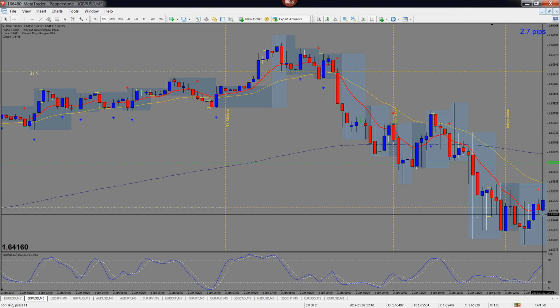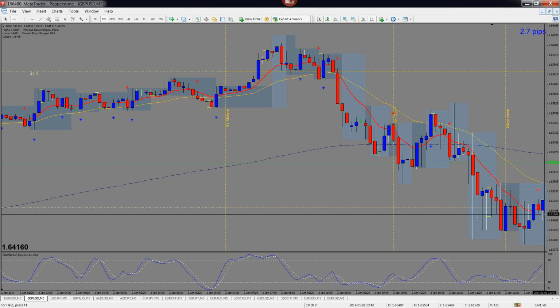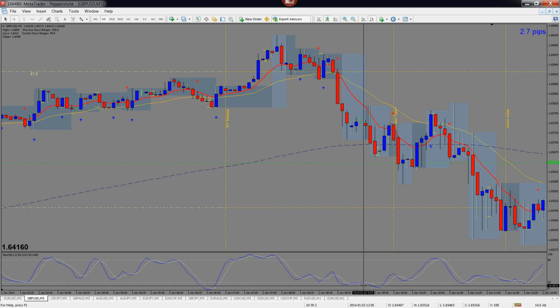I do put weight in the stochastics. The stochastics is very close to the overbought area. So my probability is I'm in this trade. The 10 is going up though. You're right. See, that was a trick question. No. You're right. The 10 is going up.